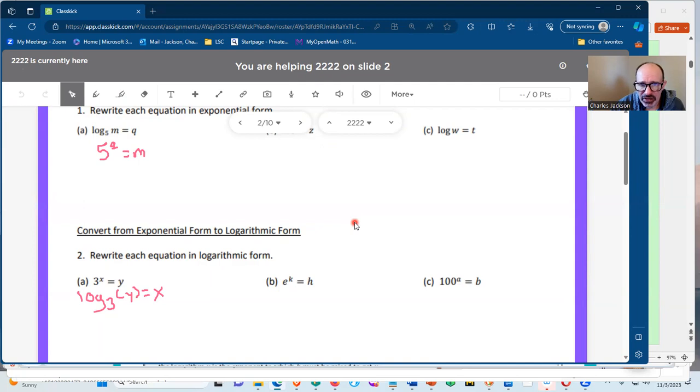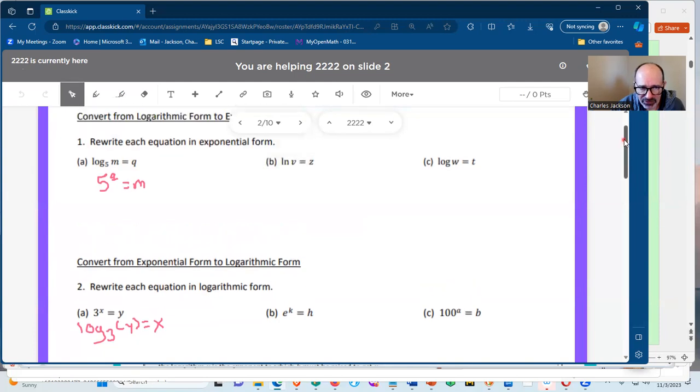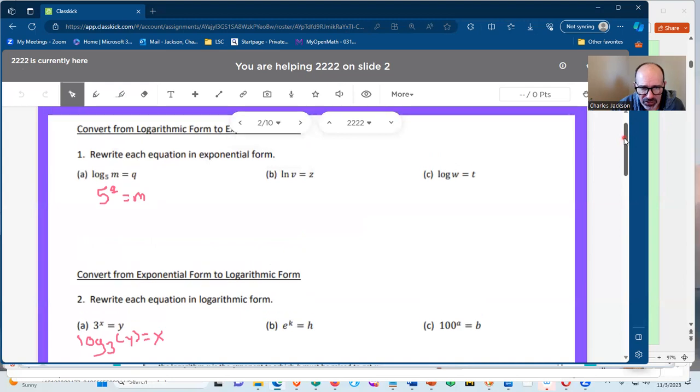In exponential and logarithmic equations, the base is the base. The base of the exponential in the exponential equation is the same as the base in the logarithmic equation.